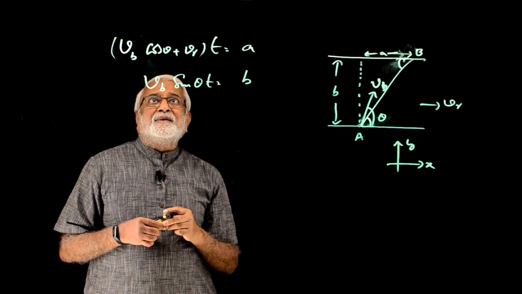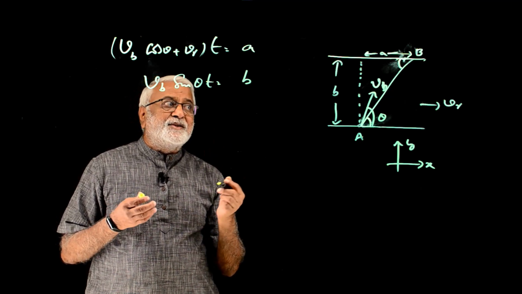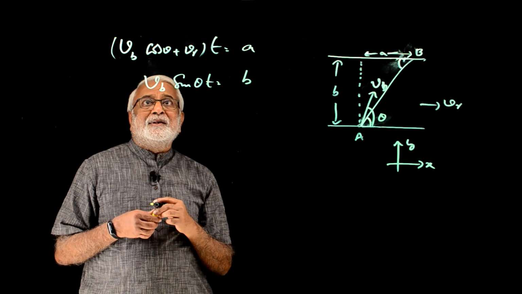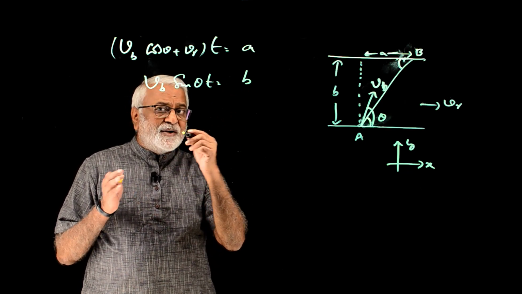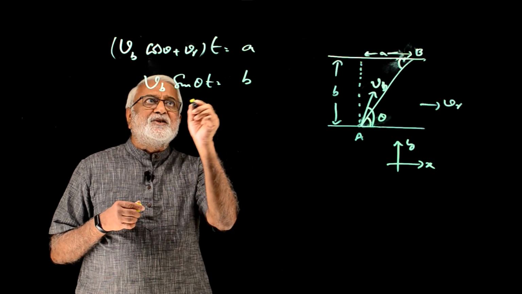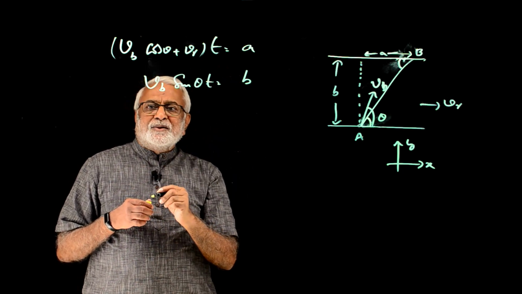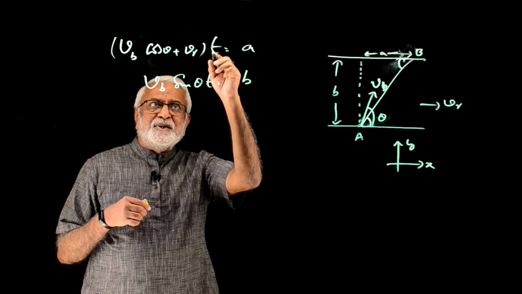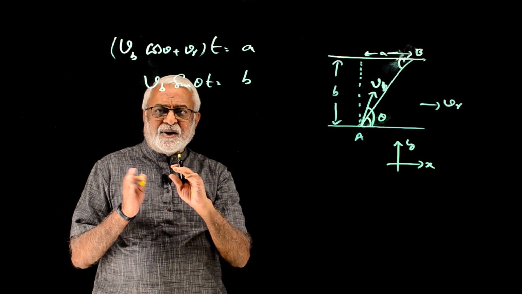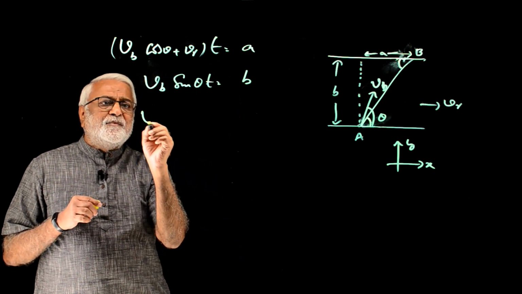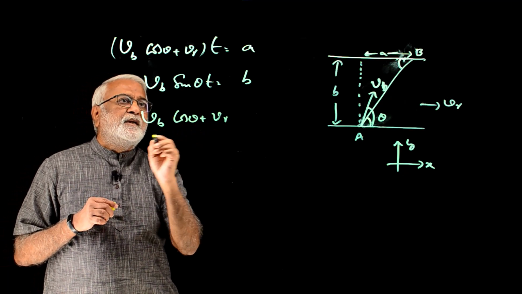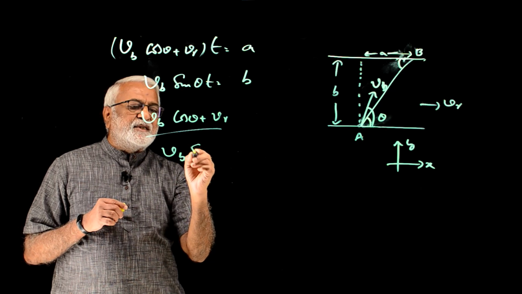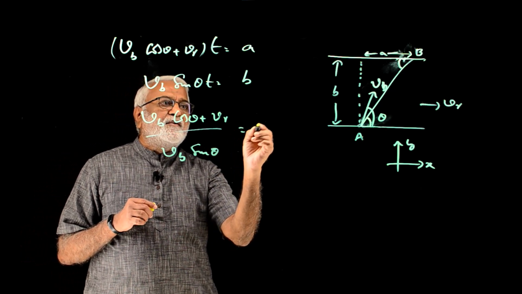VR is given. Theta is unknown to us. And we want to find VB. T is of course unknown. We want to find VB minimum. So there are three unknowns, VB, T and theta. So what we do is we eliminate T from these equations and we get a VB and theta relation. That would be (VB cos theta plus VR) by (VB sin theta) equals A by B.